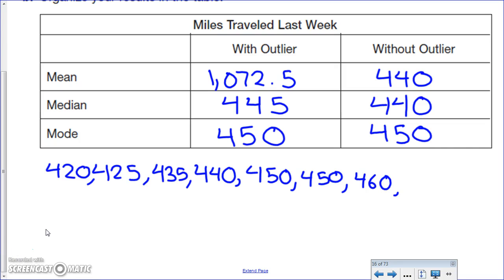So as you can see, the outlier has the greatest effect on the mean. The median is only off by 5, and the mode is exactly the same with or without the outlier. But the mean has a much, much bigger gap between with the outlier and without the outlier. So please make sure you have all the work copied down and glue this paper in your math notebook.